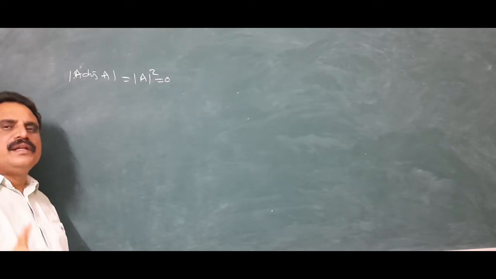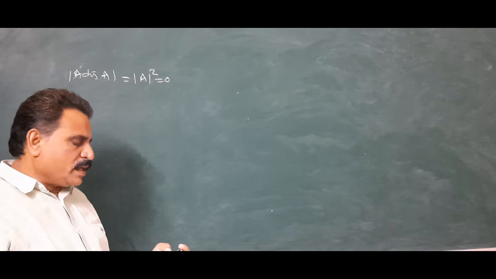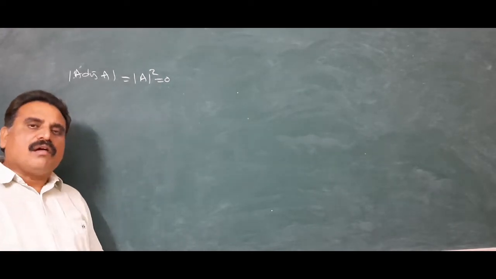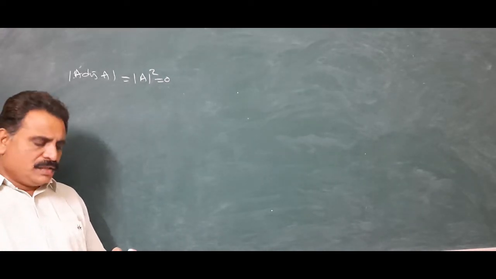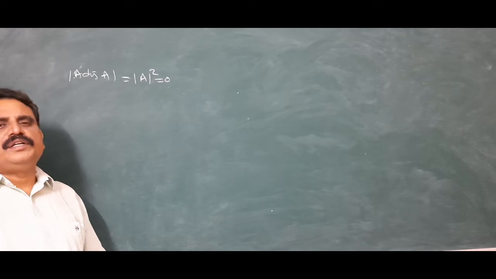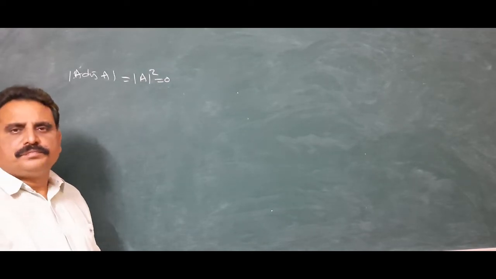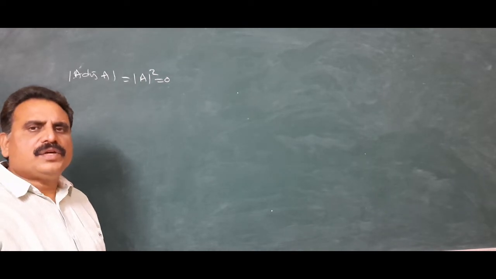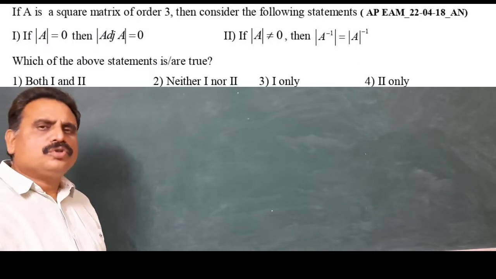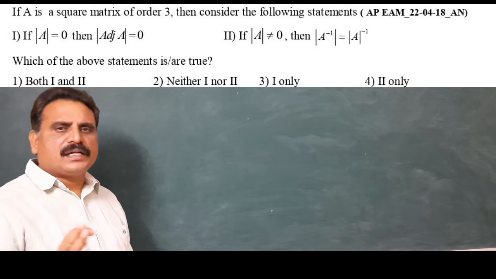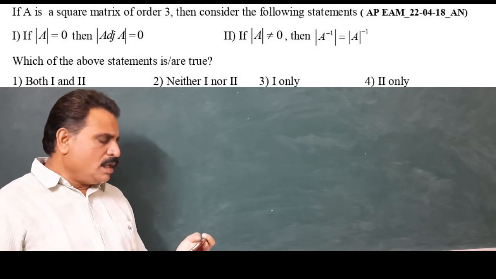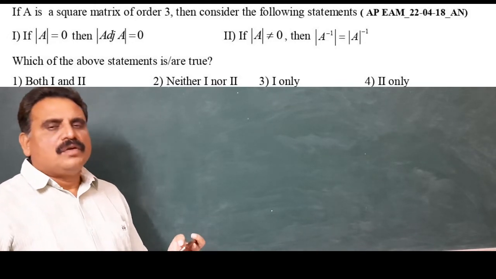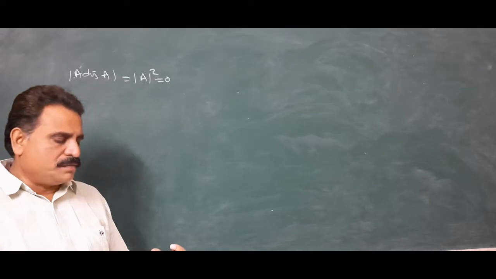First statement is true. Next, second statement: if A not equal to 0, then adjoint A inverse equal to adjoint of A inverse. That is true. Directly, the inverse of adjoint A is the same as the adjoint of A inverse. So both statements, first and second, are true. Here the option is the first option. First option is the right answer.